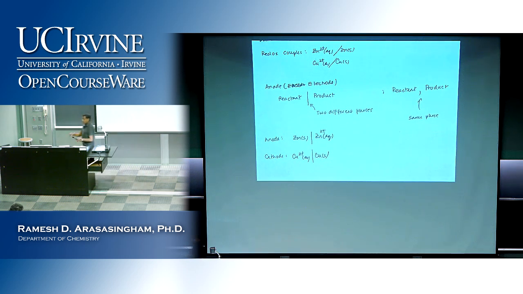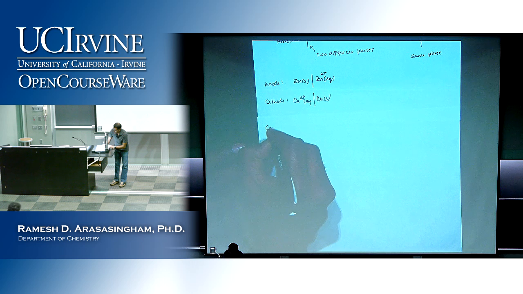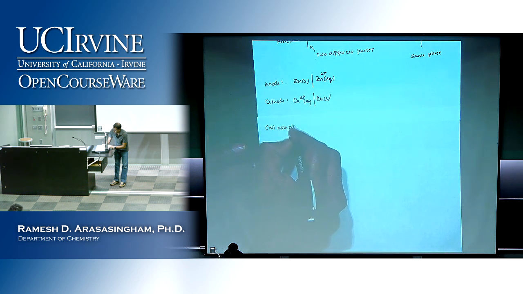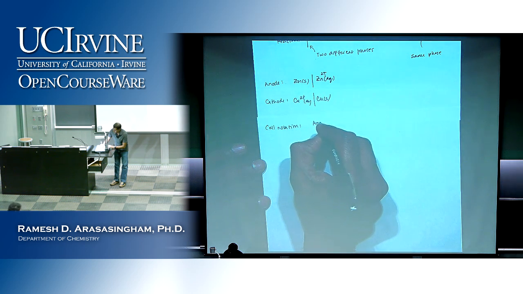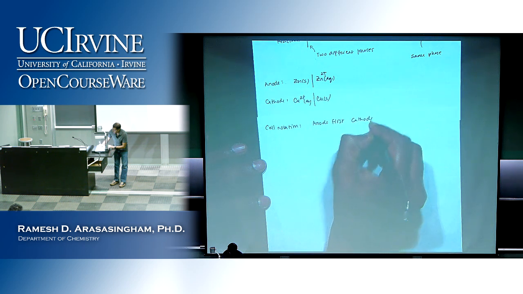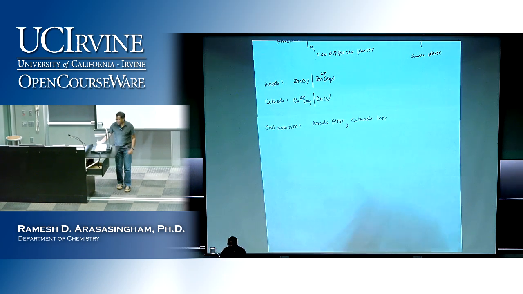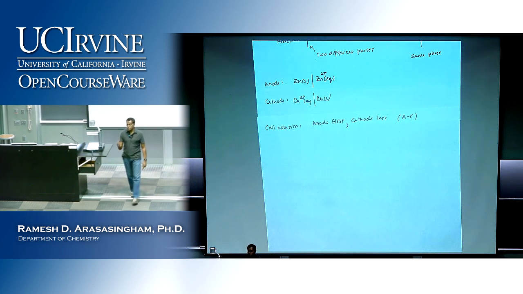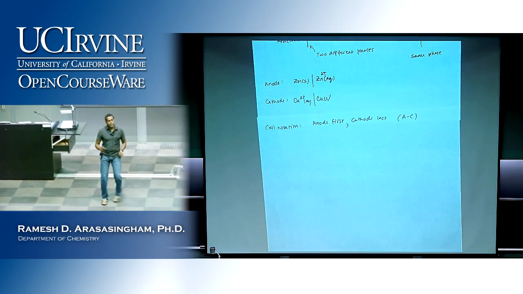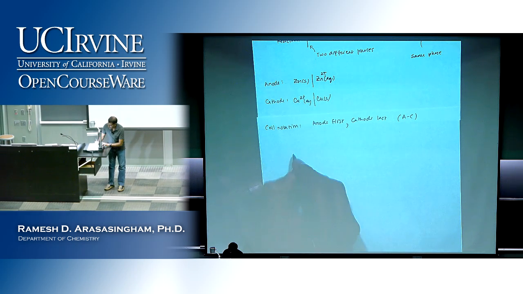Now we describe the cell. So the cell notation is always anode first, cathode last. So just remember it as AC. It's in alphabetical order. Just remember that. Anode always comes first. And therefore, I would start with the anode.